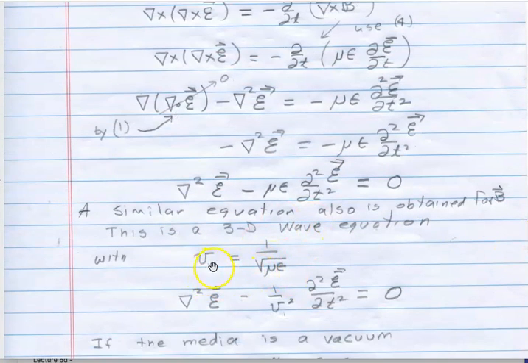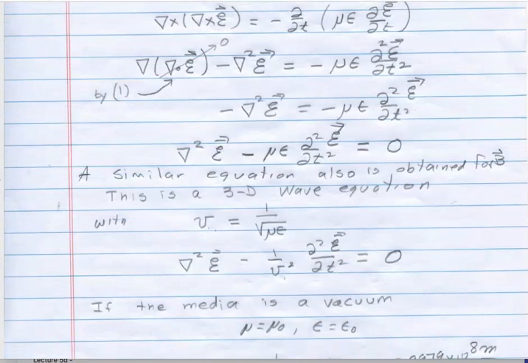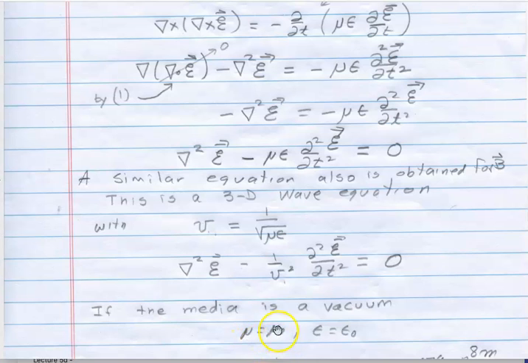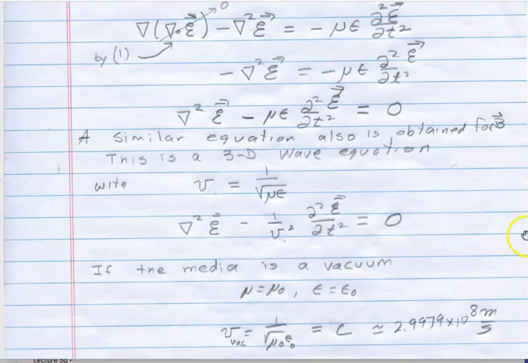So if I set v equal to 1 over the square root, then this equation up here can be written as a three-dimensional wave equation, with this constant v being identified with 1 over the square root of mu times epsilon. If the medium is a vacuum, then I know these fundamental values for the vacuum, and for the vacuum I can substitute in these two.